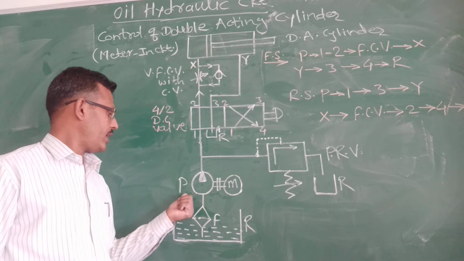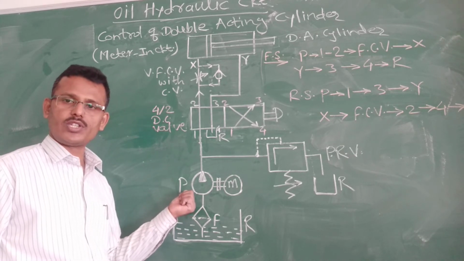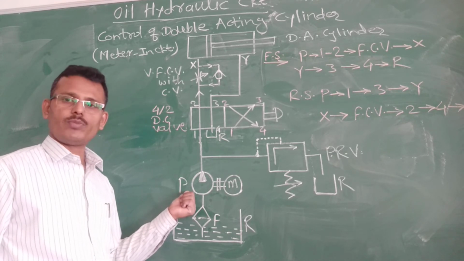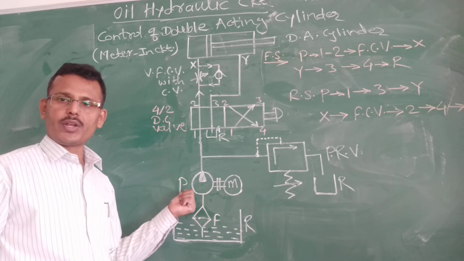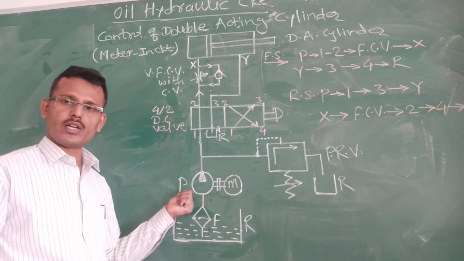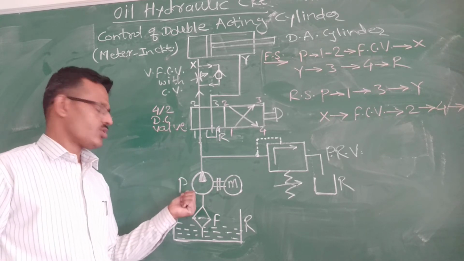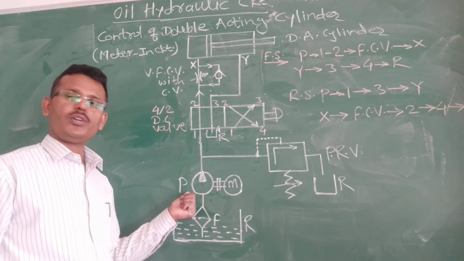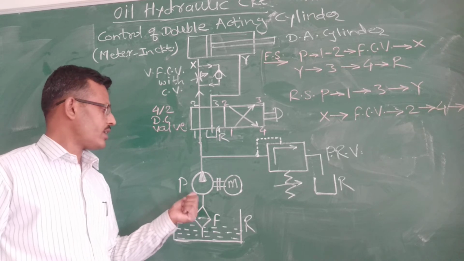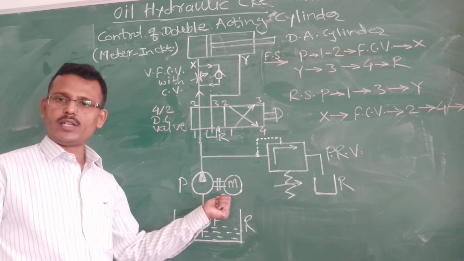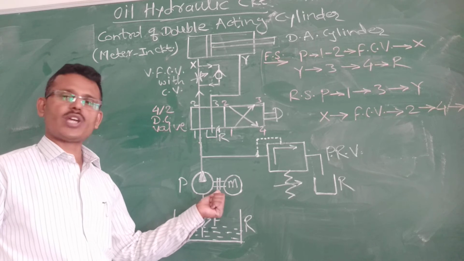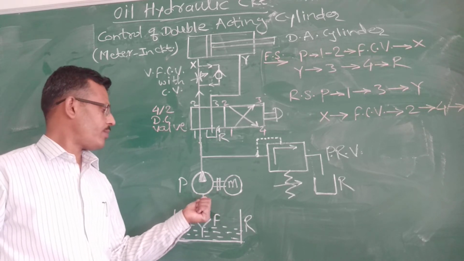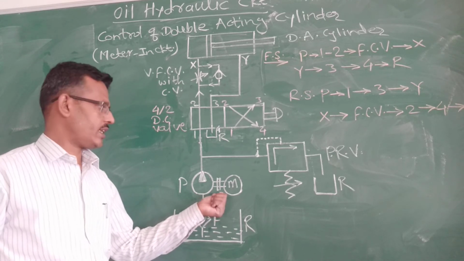This is a very important component of the hydraulic system. It is the heart of the hydraulic system. The main function of the pump is to increase the pressure of the oil, that is, to supply pressurized oil to the system. It works on the principle of converting mechanical energy into hydraulic energy. This pump is run with the help of a prime mover, that is an electrical motor. Here the shaft of the electrical motor is coupled to the shaft of the pump, and the pump is driven with the help of the electrical motor.